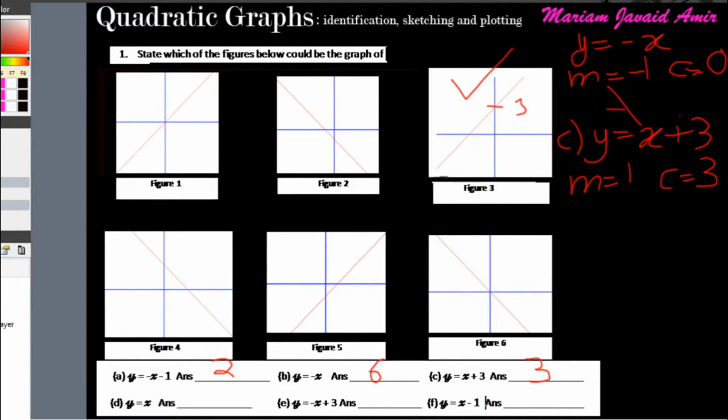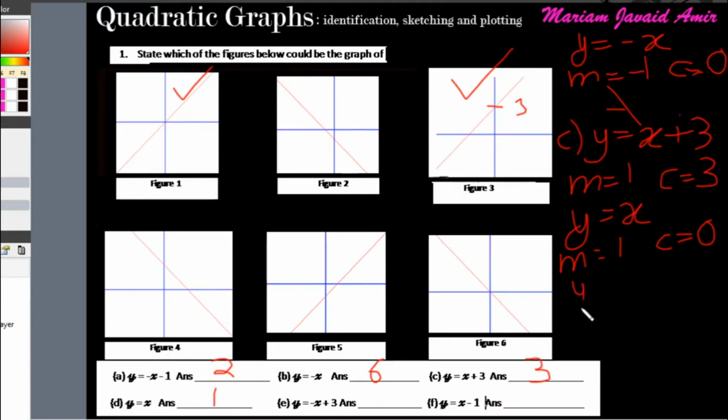Okay. Then we have y equals x. The slope is 1 and c is again 0. So a rising line that cuts the y-axis at 0. So this is the line. So the answer for part D is 1.